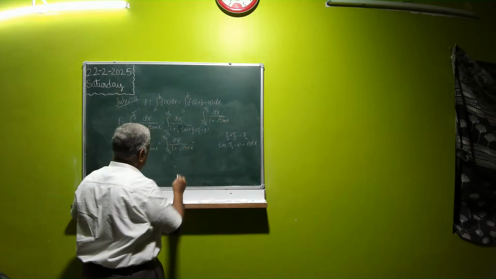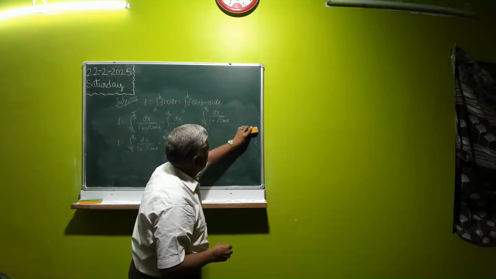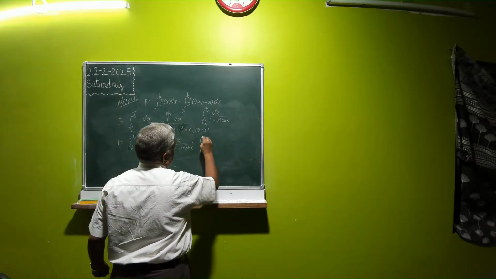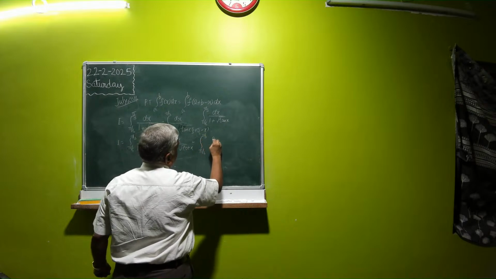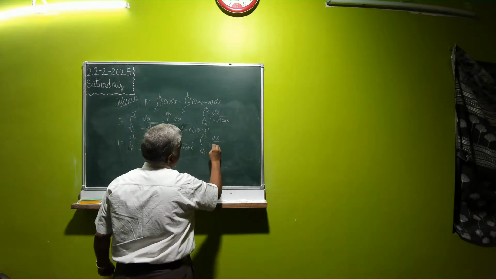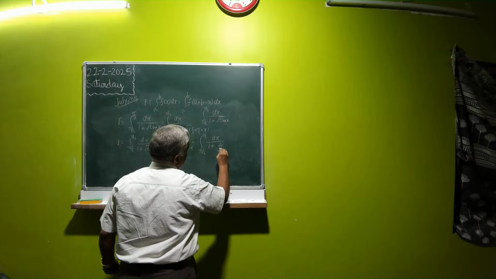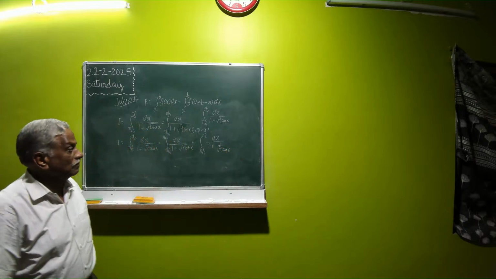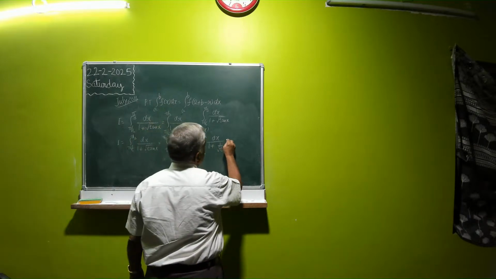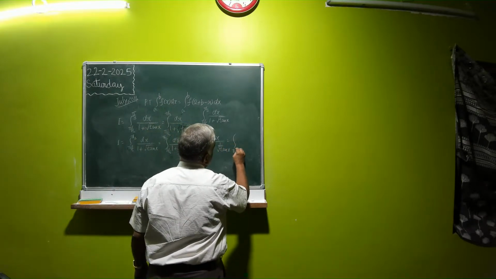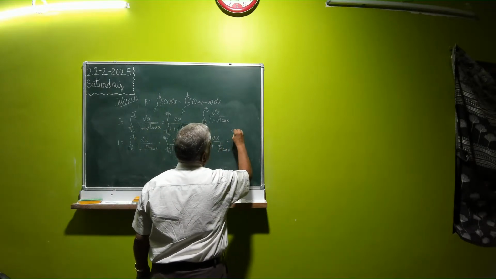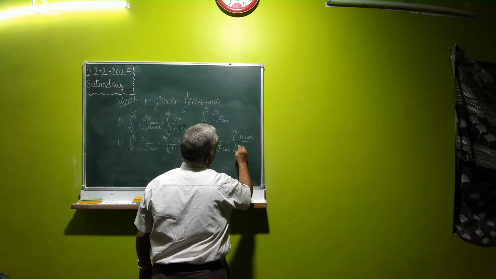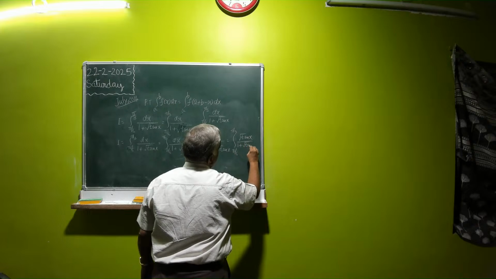Now I will write this cot x as integral from pi by 6 to pi by 3 dx over 1 plus 1 over root tan x, because cot x and tan x are reciprocal functions. If you simplify this, you will get integral from pi by 6 to pi by 3 root tan x over 1 plus root tan x, by taking LCM.